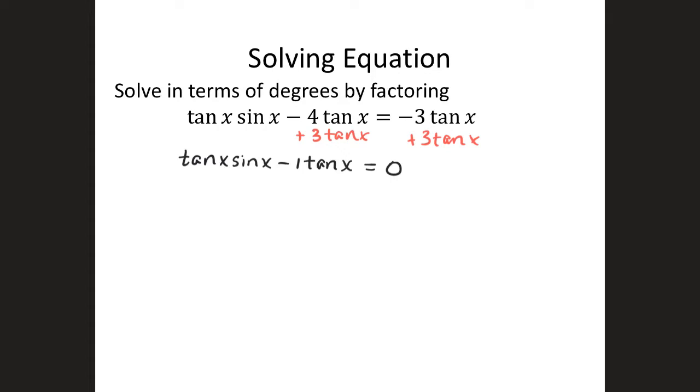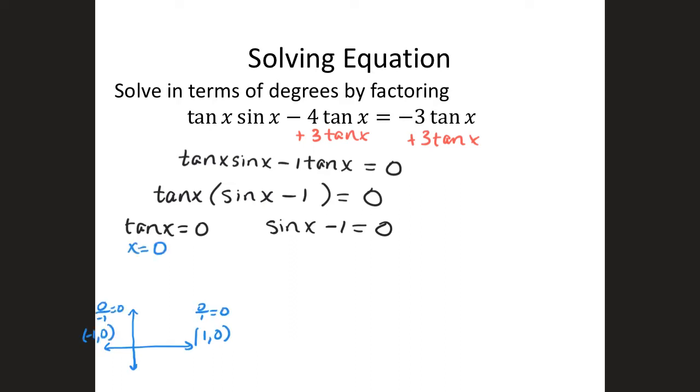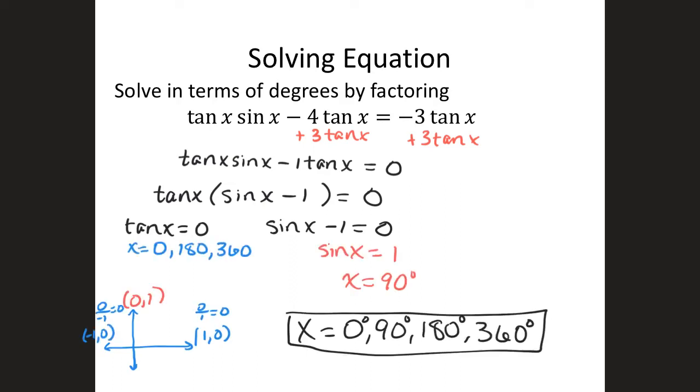From here, I'm going to solve by factoring. Pause the video and see if you can factor and set your factors equal to 0. Pause the video and check your work. Tangent equals 0 at 0, 180, and 360. Again, remember, tangent is sine divided by cosine, so I was looking for when that would equal 0. And then sine of x minus 1 equals 0 when sine is 1, and sine is 1 at 90 degrees. So my full solution set is 0, 90 degrees, 180 degrees, and 360 degrees.